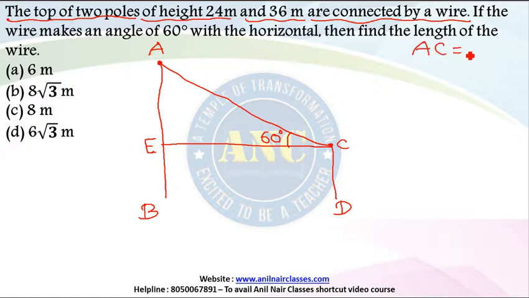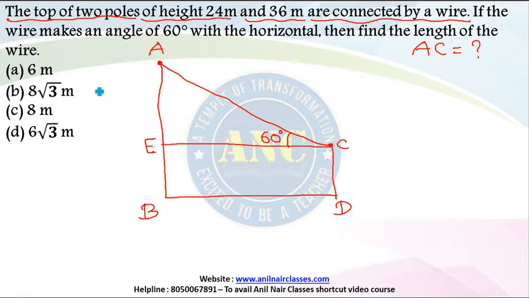That means the AC value is what I am finding. This is the level ground BD and the wire is making an angle of 60 degree with the horizontal CE or EC, and I want to find the length of the wire AC. Now see here, sir, same logic I would like to implement.